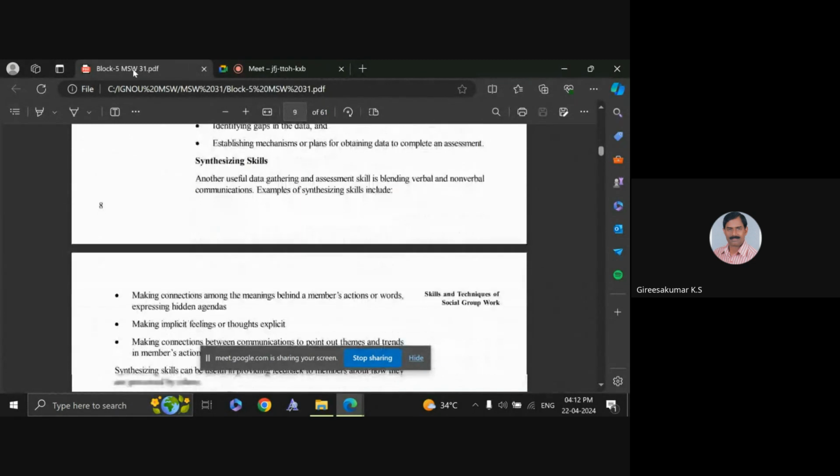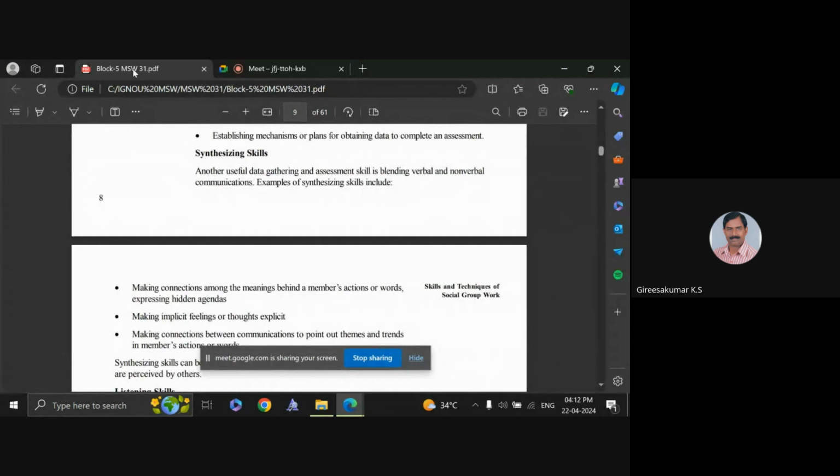Then synthesizing skills. The skills and techniques are, this is a very important essay, because without which social work will not progress. Unless and until a social worker has all these techniques and skills, he will not be able to proceed in his job. Hence, this can be asked for an essay.